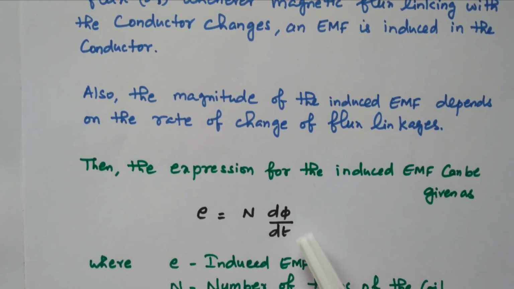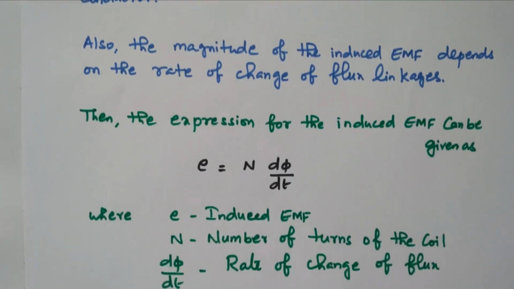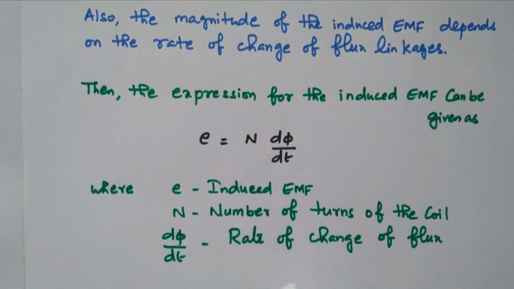The expression for induced EMF is E equal to N dφ by dt. This is the statement given by Faraday's law. Rate of change of flux will induce the EMF. N is nothing but the number of turns available in the coil. So E is the induced EMF, N is the number of turns of the coil, and dφ by dt is nothing but the rate of change of flux. E equal to N dφ by dt, that is the equation from Faraday's law.